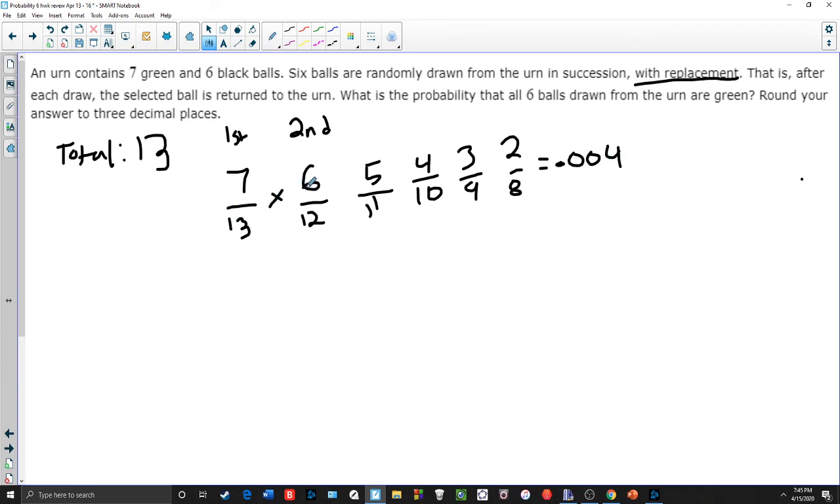So that is how you'd solve these problems. You just deal with it by making a list and figuring out the probability of the first times the probability of the second times the probability of the third, and so on and so forth.